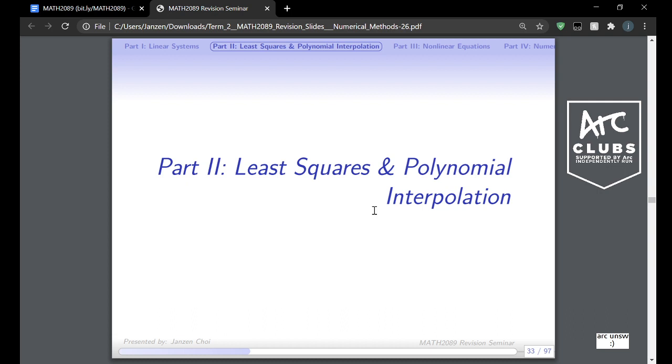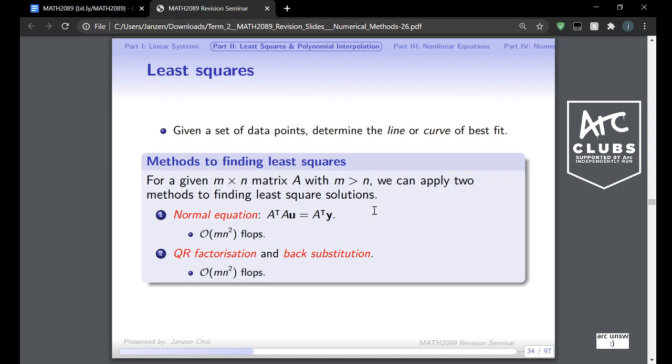Yep. So the second section, least squares and polynomial interpolation. So for least square problems, basically they involve finding a line or curve that passes through a set of data, such that the total error of the line or curve to the data points is minimized. So we can do this through the normal equation or QR factorization, which both have similar computational complexities.